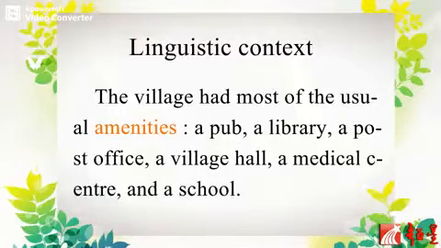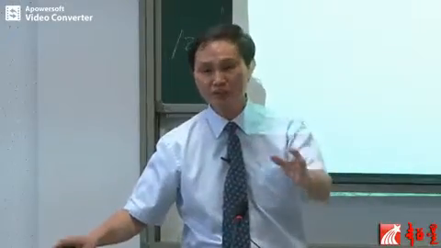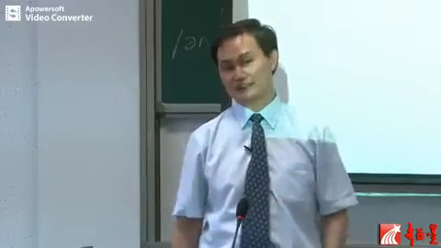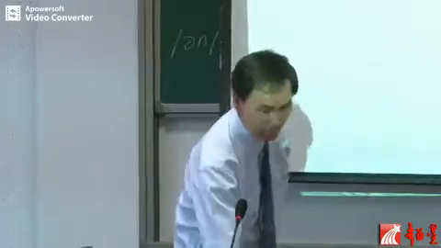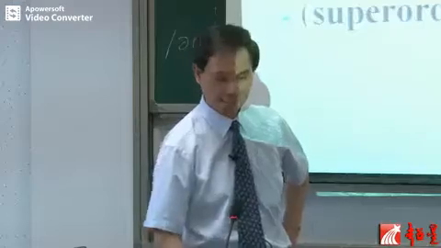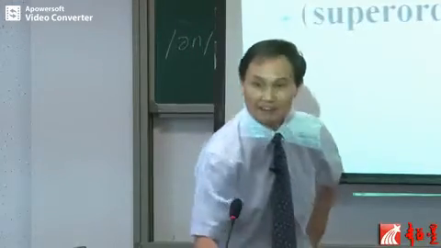The village had most of the usual amenities. What is amenity? We don't know. However, there are so many examples: a pub, a library, a post office, a village hall. So we can guess. Amenity means what? 公共设施. So amenity is a superordinate. All these are hypernyms. Just now we talked about it, right? Amenity is the superordinate, functioning like flower. 上一词, the superordinate. 下一词, the hypernyms. Right?